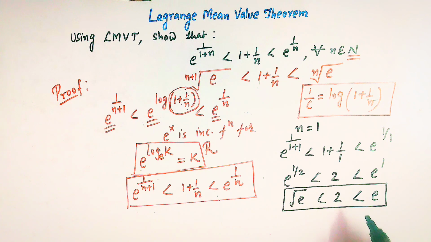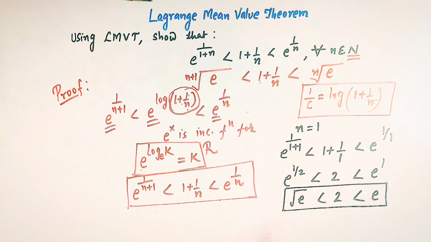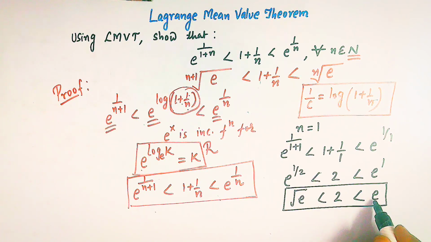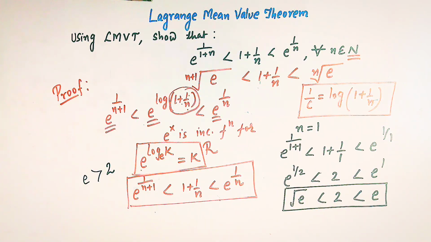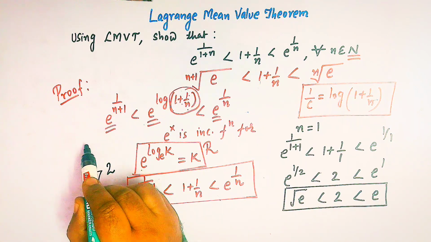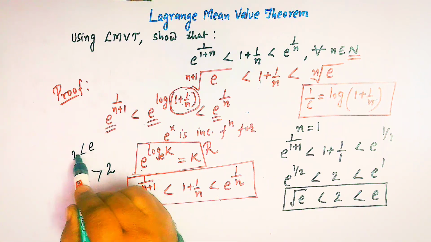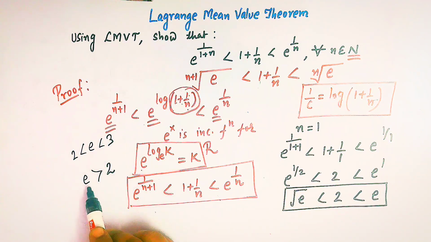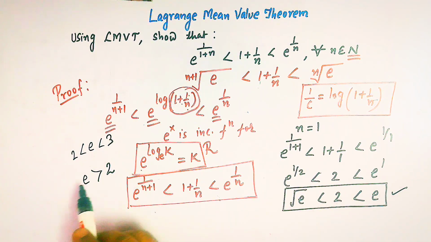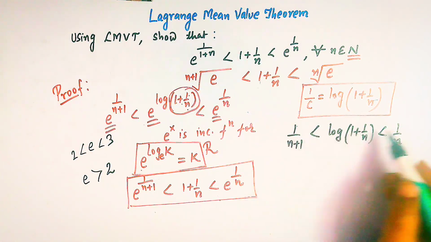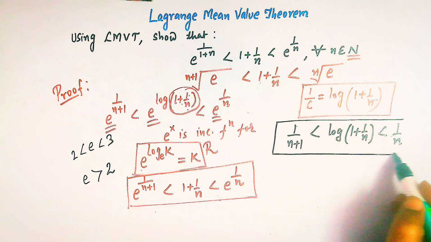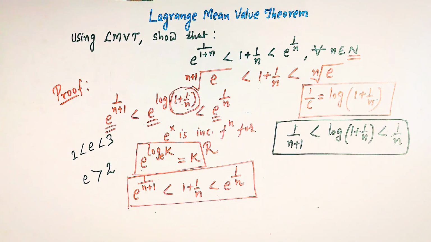And here we have also arrived at an important result, that the exponential number is greater than 2, right? So although we know that the exponential number lies between 2 and 3, from this inequality we can establish that the exponential number is greater than 2. So now viewers, we have also proved this important inequality in this video, right?